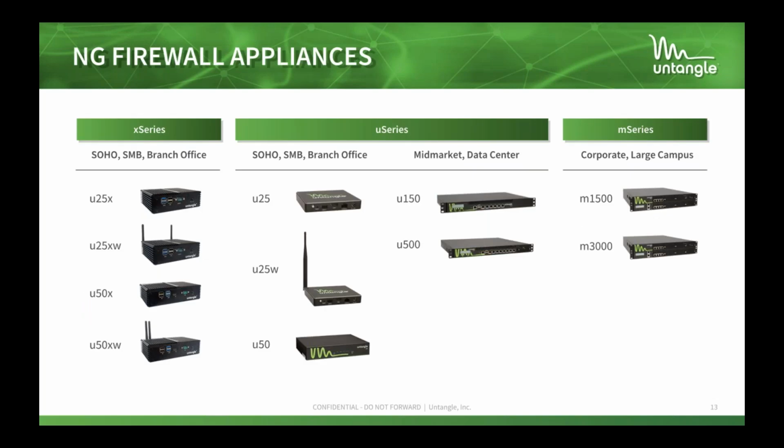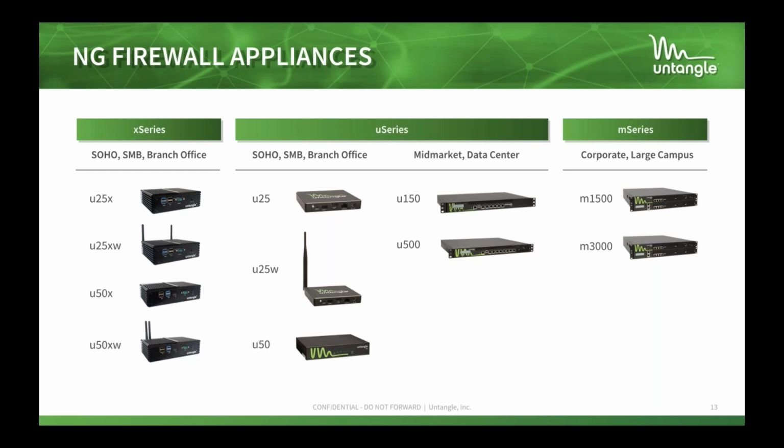So I did mention Untangle's line of appliances. This is what we offer hardware-wise. You see the X series on the left. That's our newest line, a little bit newer hardware revisions. They're little form factor boxes. You can see the nomenclature there, U25, U150. These are based on the number of concurrent devices that these boxes are rated to filter with our apps enabled. So U25X is good for up to 25 hosts. 50 is up to 50.